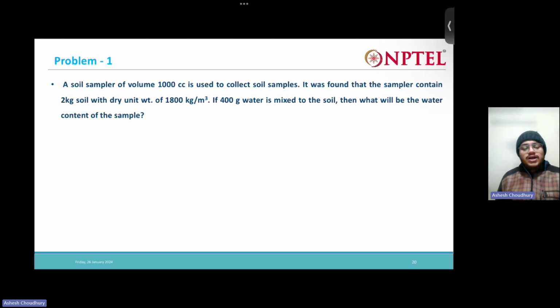So first, we will find out the initial water content, and then we can find the later water content. Let us see how to do that step by step, we'll go slowly.